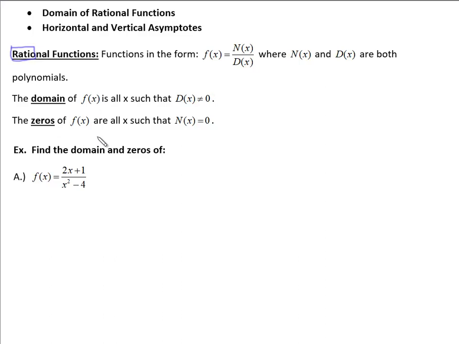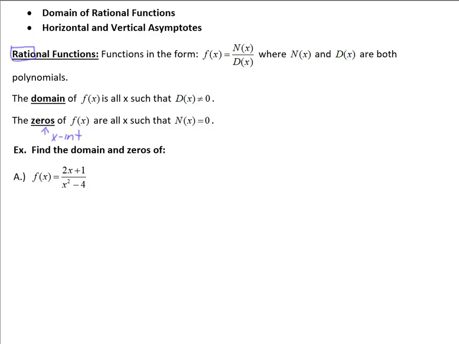The zeros of our function are all x values that make the numerator 0. Right? Because if the top is 0, then 0 divided by anything in the bottom will make our whole function 0. So that's how we're going to find the x-intercepts as well. Remember that zeros mean the same thing as the x-intercepts.